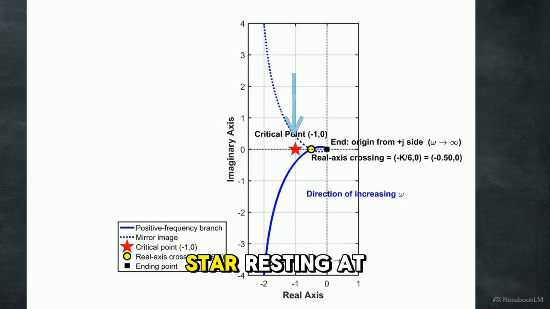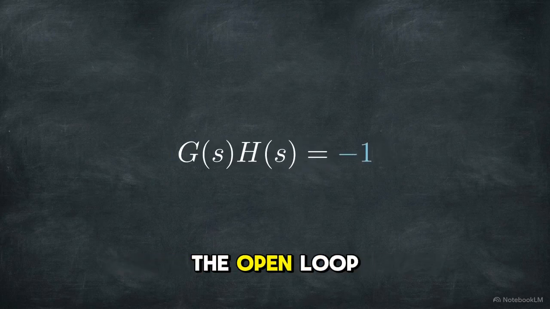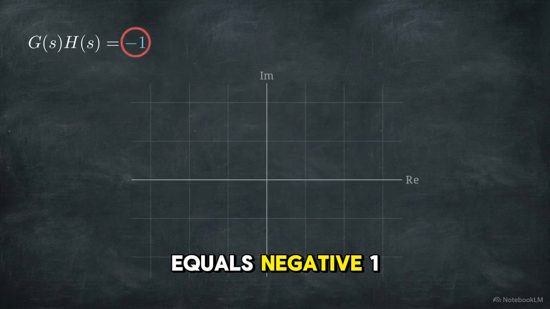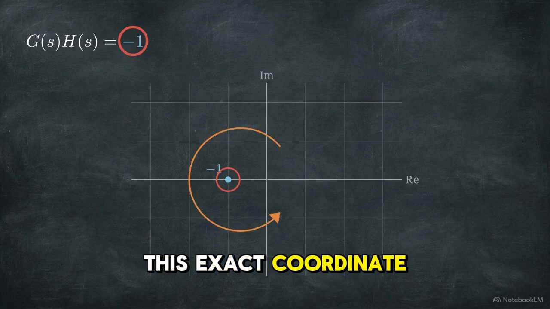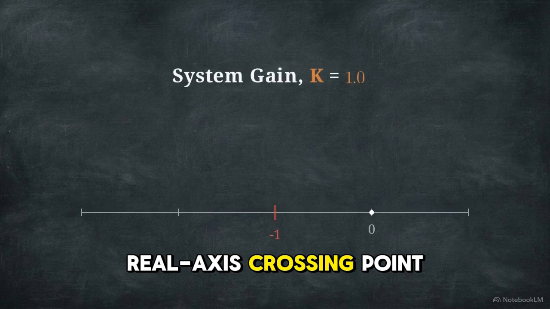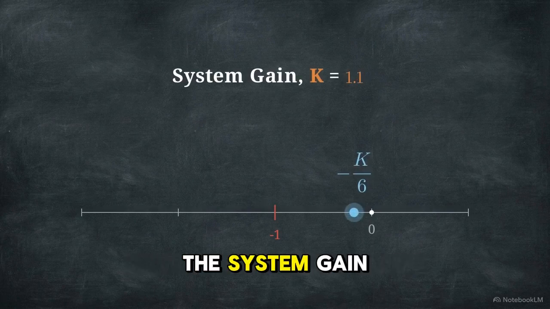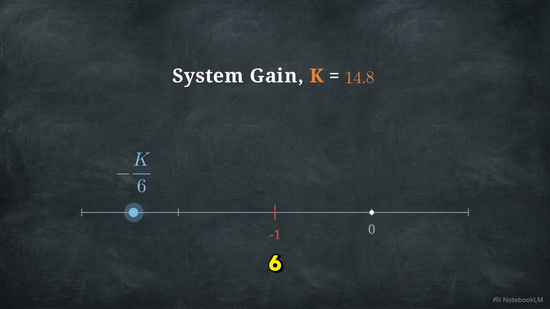Notice the red star resting at the critical point coordinate, -1, 0. Mathematically, closed-loop poles occur precisely when the open-loop transfer function equals -1. Therefore, any encirclements of this exact coordinate dictate system failure. Recall that our curve's real axis crossing point is dictated by the system gain parameter, K, resting exactly at -K/6.